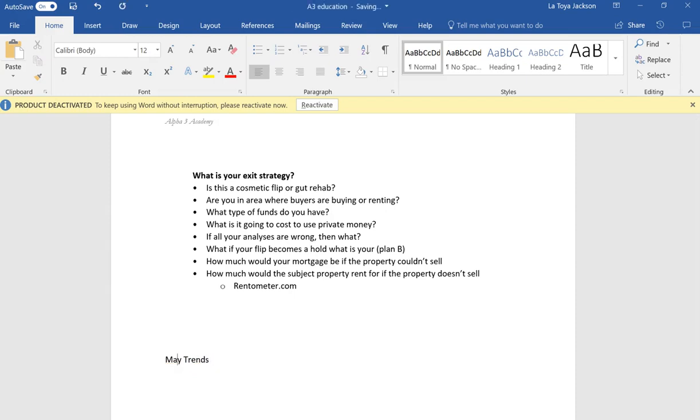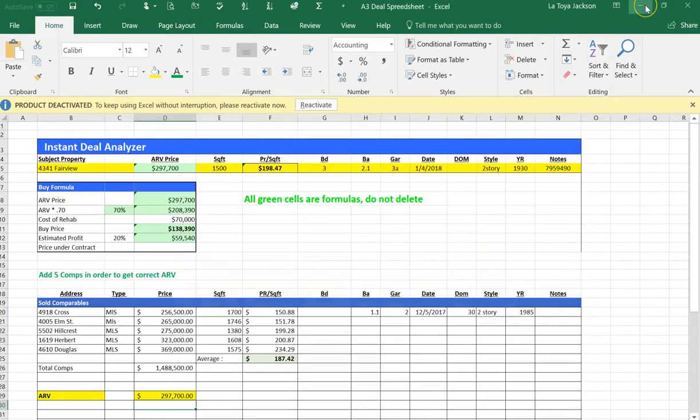You also want to know the market trends, what's happening in the area. So how do you determine that? Let's do that right now. Let's go over how we determine the market trend, what's in the area, and the demographics.